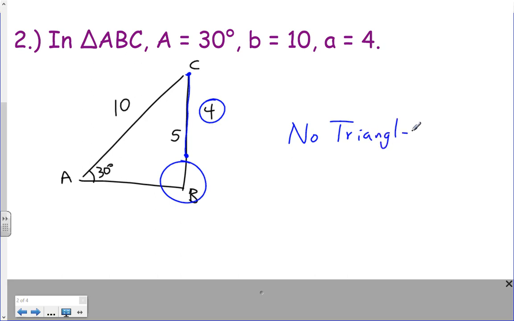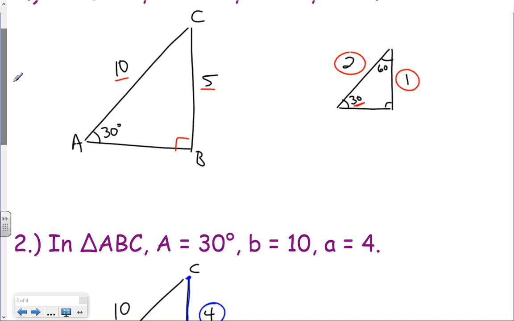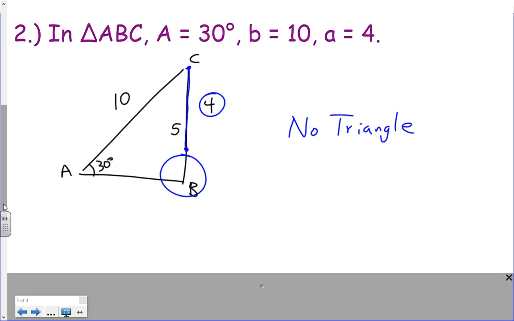I should point out that in the first example, when you have this right triangle, you end up with one triangle as a result. One triangle. Already you can see why this is called the ambiguous case, because in one scenario I've got a triangle, and it's a right triangle. In another scenario, if I make A too short, I don't have a triangle at all.